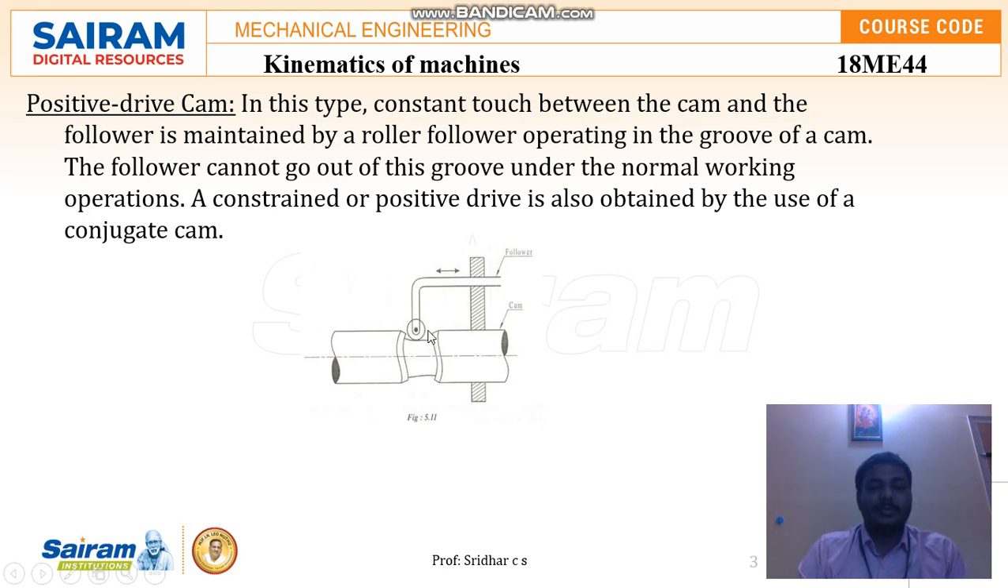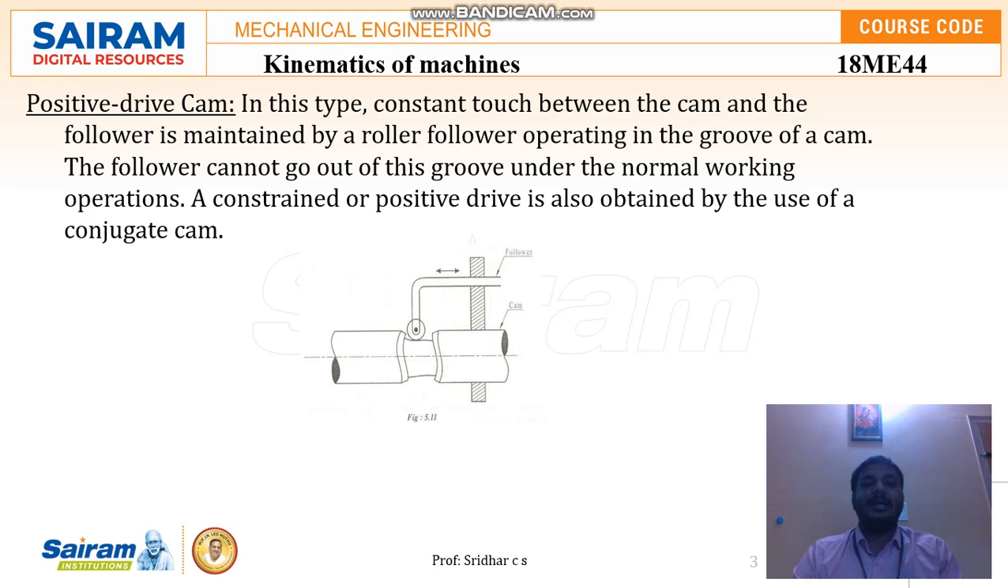Why this groove has been made is because of varying speeds or fluctuation, the cam may miss contact with the follower, or the follower may miss contact with the cam. When it is missing contact between the two elements, we can't transmit the motion which is provided. Hence the groove is made in order to have a continuous contact during the transmission of any motion. So the follower will continuously have contact with the cam, so the operation can be transmitted easily. That is the reason we call this a positive drive cam, or it is obtained in the form of a conjugate cam.